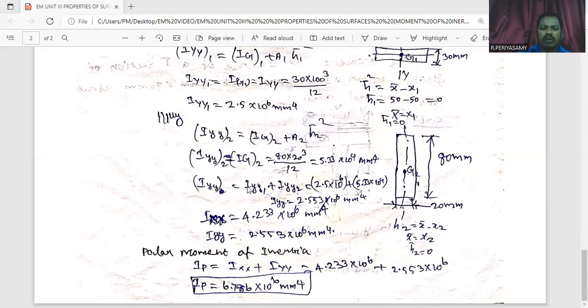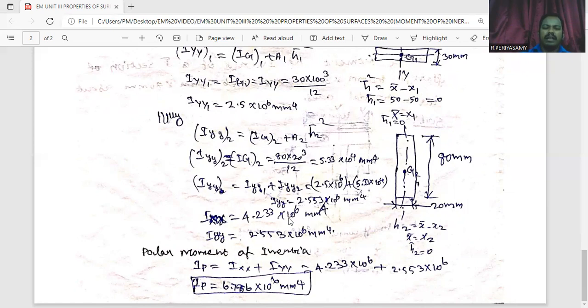Finally we have to add the two components' moments of inertia. So Iyy equals Iyy1 plus Iyy2, the first component's moment of inertia about the y-axis plus the second component's. So we add these values. Finally, we got the moment of inertia about the y-axis equal to 2.553 into 10 to the power 6 mm power 4. This is the final output.